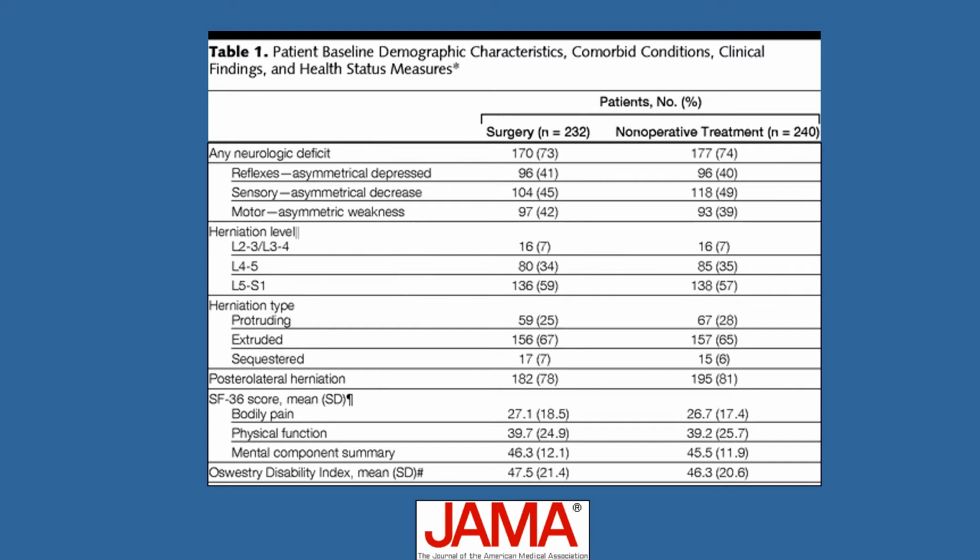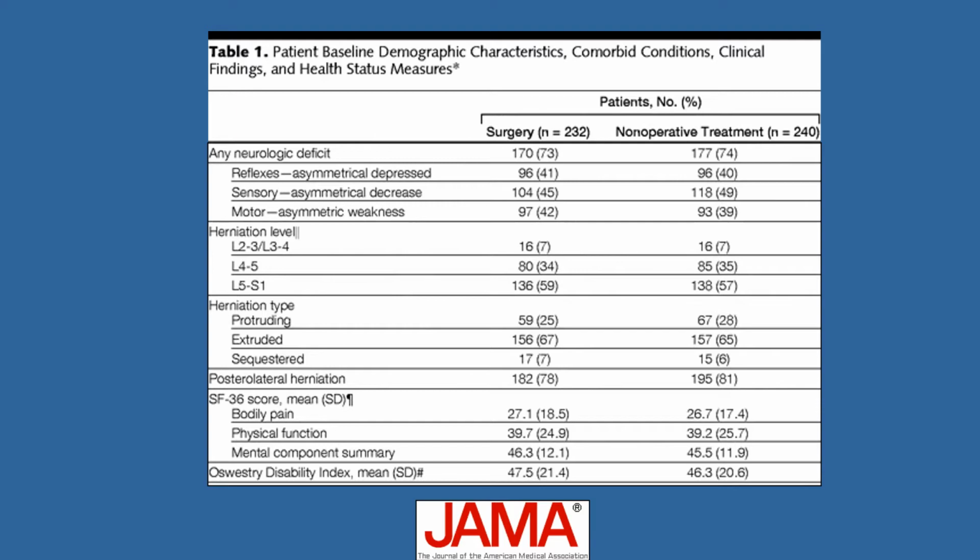They didn't undergo surgery. And so you can look at the numbers here and you can see the number of individuals who had diminished reflexes, altered sensation, or motor weakness. The herniation levels you can see there, and we've talked about this a fair amount, but the majority of herniations you're going to see are going to be at L5-S1, followed by L4-5. Rarely do they occur up higher than that, but they can.